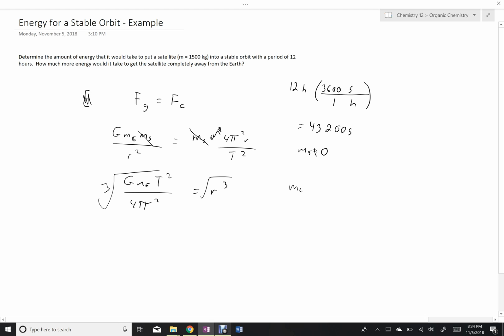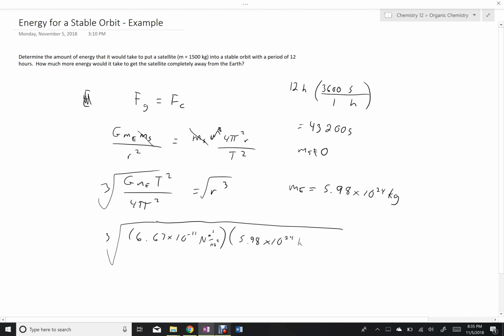Now, we kind of know from previous examples or just from a data sheet that the mass of the Earth is 5.98 times 10 to the 24 kilograms. So we could go ahead and stick all our values in here now. It's big and it's ugly, but it's just a formula, so we can plug it into our calculator. 6.67 times 10 to the negative 11 newton meter squared per kilogram squared, times the mass of the Earth, 5.98 times 10 to the 24 kilograms, times the period, which will be 43,200 seconds squared. And that'll all be divided by 4 pi squared. Okay, and that's all going to be a radius.